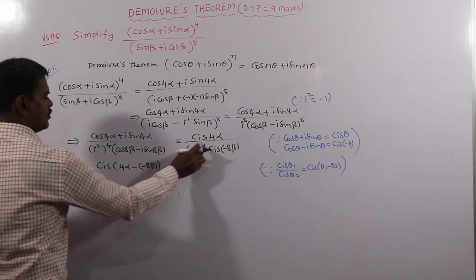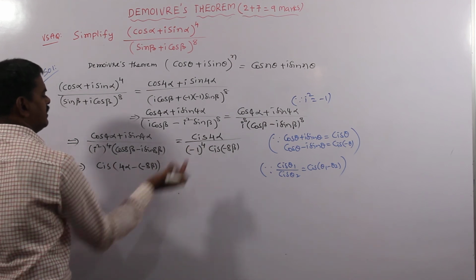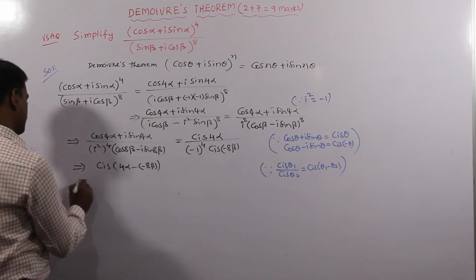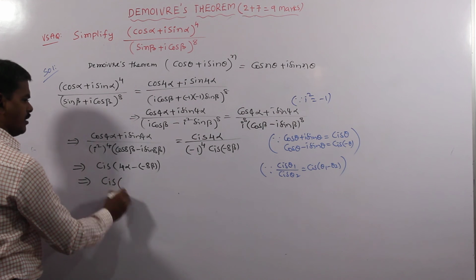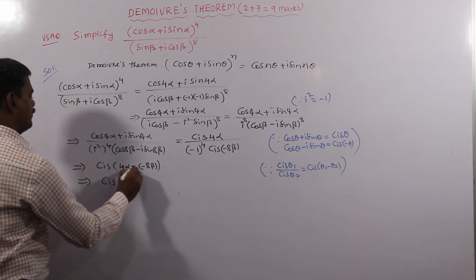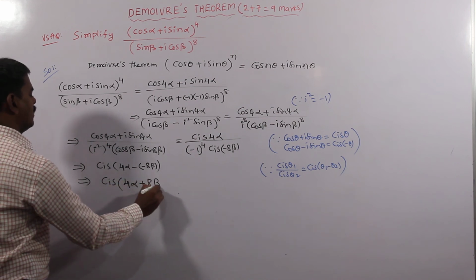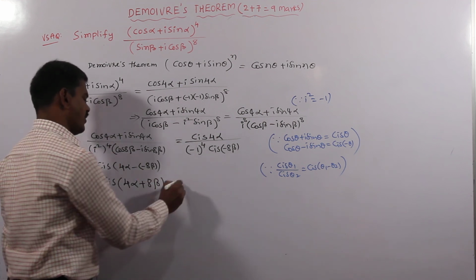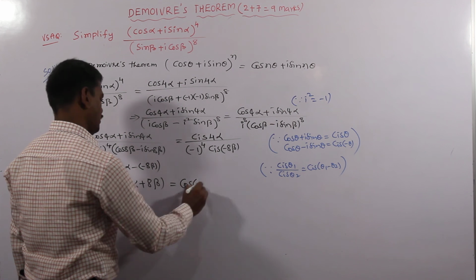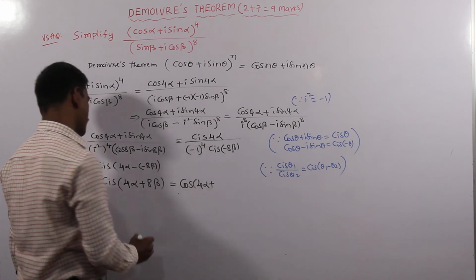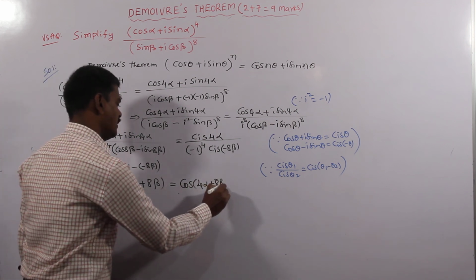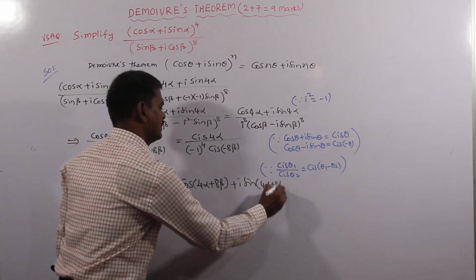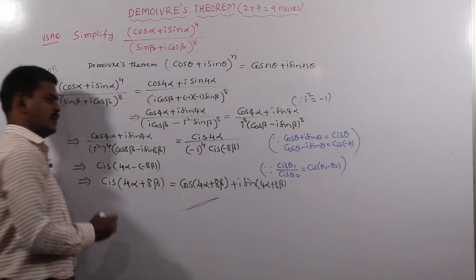What about minus 1 whole power 4? Minus 1 whole power an even number is plus only. 1 power 4 is 1. So the next step would be the required answer: cis of 4 alpha + 8 beta. Or otherwise it can also be written in original form. If you want, you can write the original form: cos of (4 alpha + 8 beta) + iota into sin of (4 alpha + 8 beta). So this is the answer.